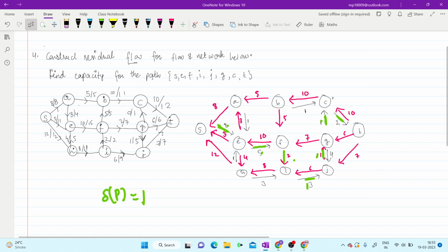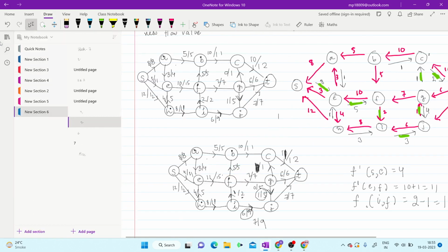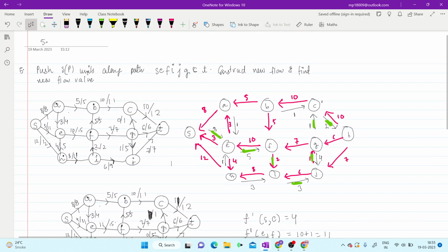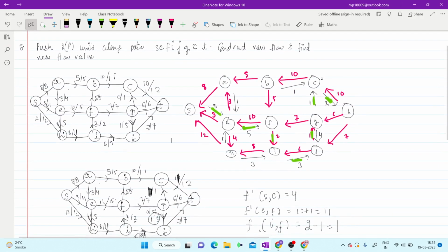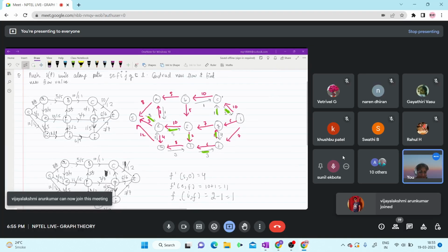So pushing del G units means what I was doing previously. In the fourth question, we got the following path, and the capacity of this path was coming out to be 1. The fifth question is saying push this del p units along this path. Pushing del p units along this path means that you have to consider all the edges which are appearing in this augmenting path.